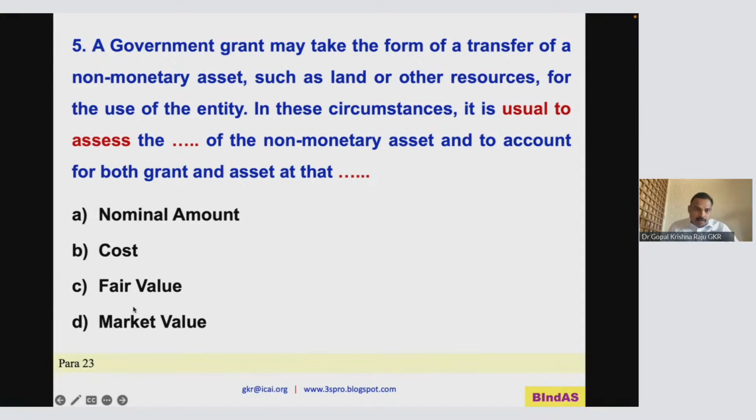So please understand, this question is very, very tricky. Market value is not the answer. Cost is never considered at all, because another avatar of cost is called nominal amount. Nominal amount is cost only. So it is only fair and nominal. So usual is at fair value. The alternative is nominal amount.